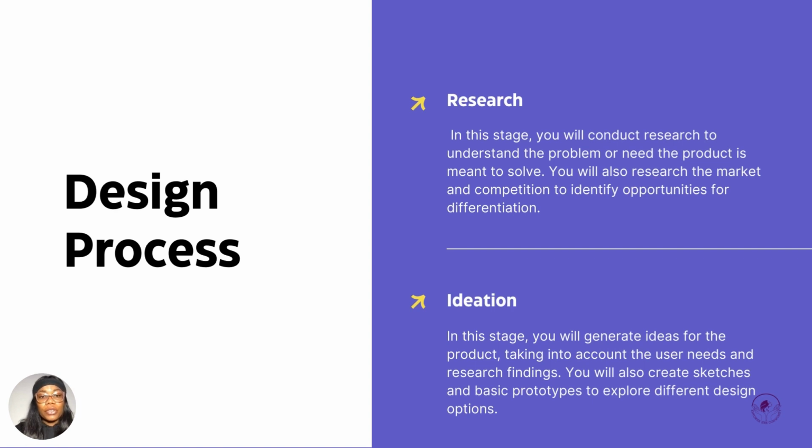So for the first phase, there is research. In this phase, you are going to conduct research to understand the problem or the need the product is meant to solve. So when you get that you're supposed to design a product, you need to research first and understand the need this product is supposed to solve. And then when you understand it, you want to research about the market, you want to know your competitors, and you want to understand the opportunities and differentiations.